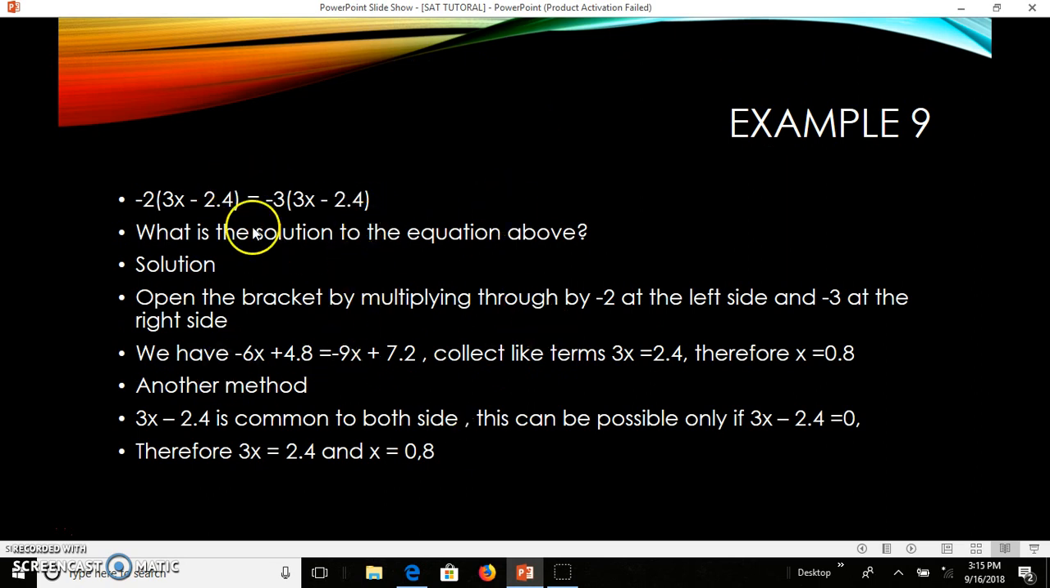But I want to take your attention to something. Look at this pattern. This bracket is the same as what's in the other bracket. So instead of solving and wasting your time, if you have a pattern like this, you can just equate one of them to 0, because they are the same. You get your answer. Same thing.